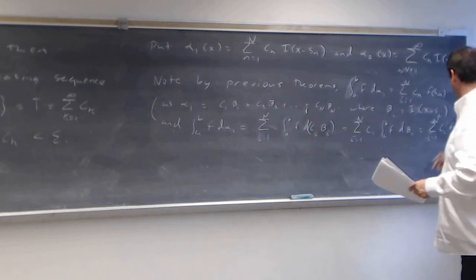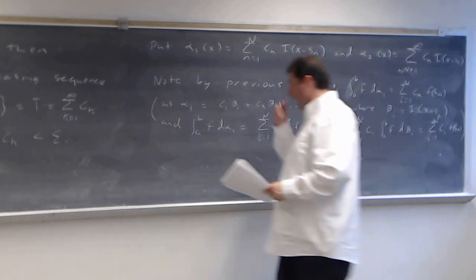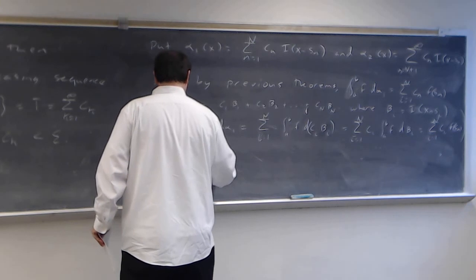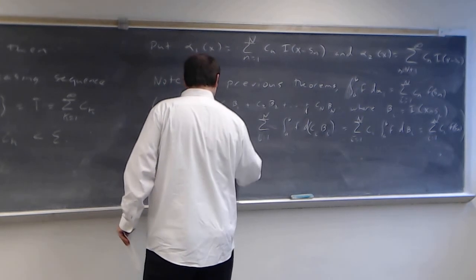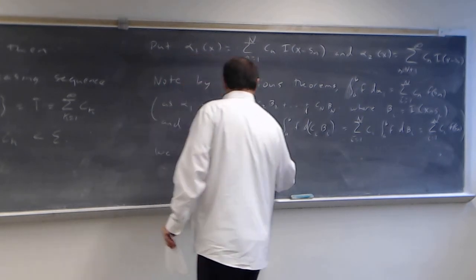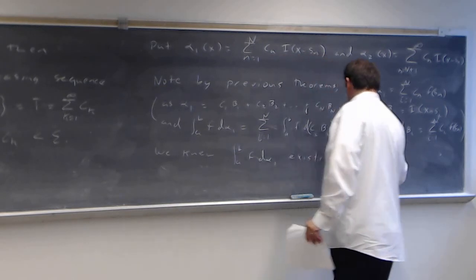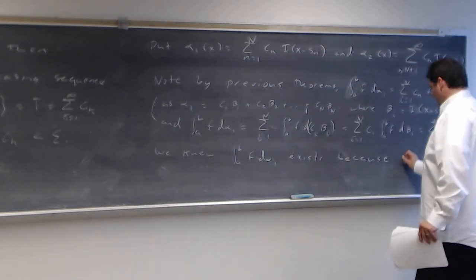And one thing I want to note is we know this integral from A to B of f d alpha sub 1 exists because f is continuous.